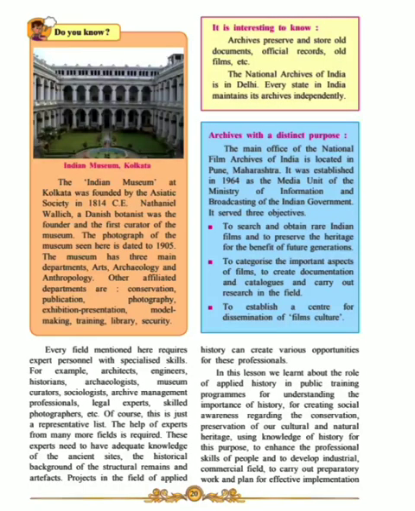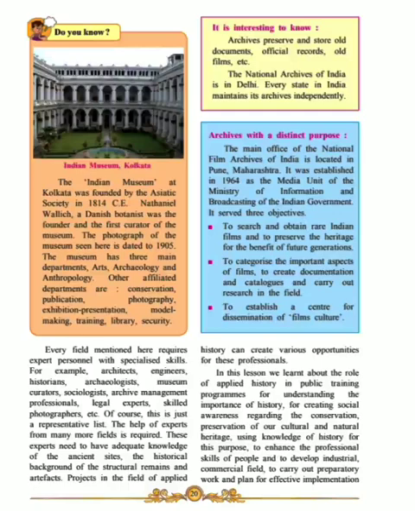The museum has three main departments: art, archaeology, and anthropology. Other affiliated departments are conservation, publication, photography, exhibition presentation, model making, training, library, security. So other affiliated departments, we saw above, there were a few of them, but others are like publication, photography. In this field also you can mend your opinion if you have knowledge about that particular thing.